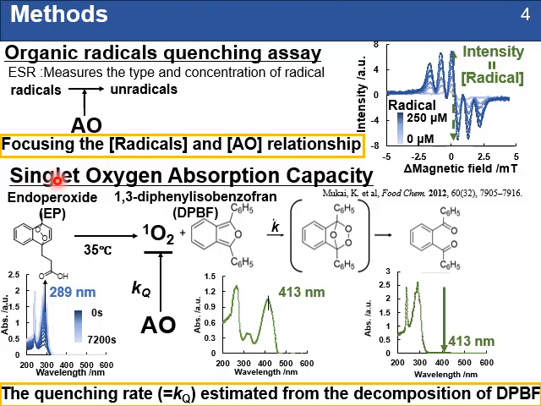Second is the singlet oxygen absorption capacity. The absorption spectra are shown below each chemical structure. Endoperoxide generates singlet oxygen at 35 degrees. And the generated singlet oxygen is subject to a competitive reaction between the probe compound DPBF and antioxidants. By observing the decomposition rate of DPBF, we evaluate the singlet oxygen scavenging activity.